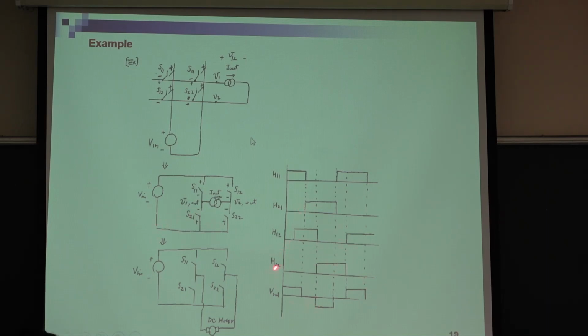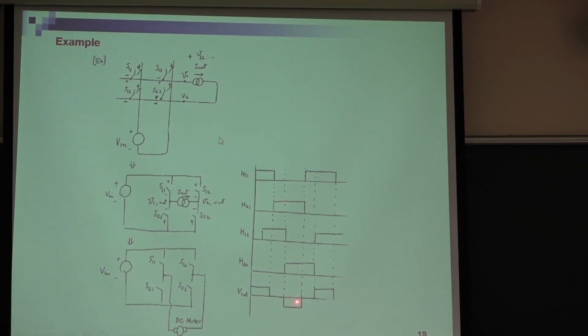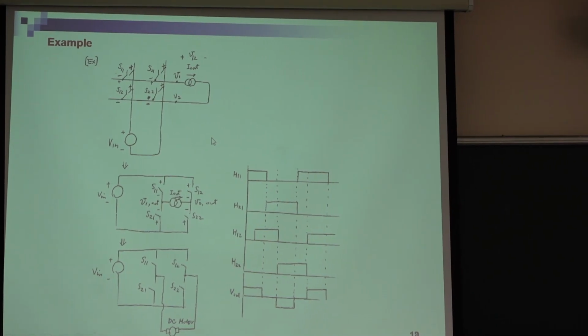So then we can calculate the output. The output is H11 multiplied by Vin minus H12 multiplied by Vin. So H11 here, H12 here. So H11 minus H12 equals here. And here we can get the negative. So here is 0, here is 1. So this is negative, then 0, and then positive. So this is Vout.